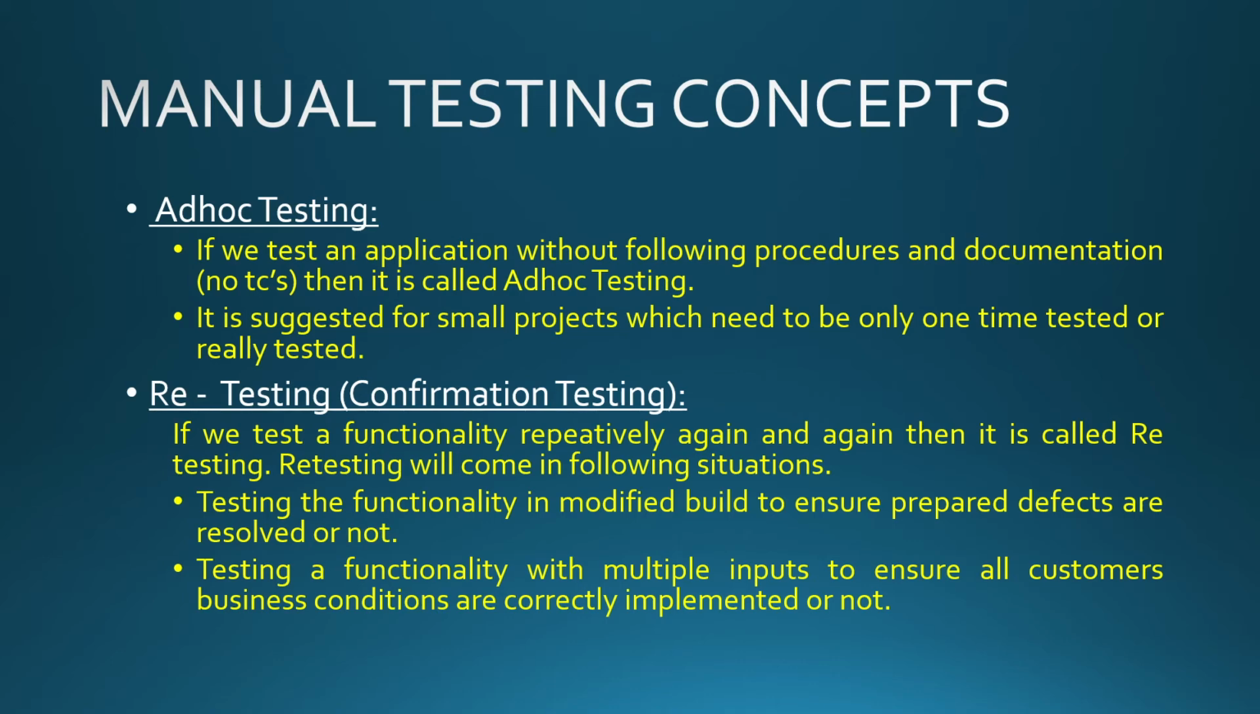The next situation is testing a functionality with multiple inputs to ensure all customers' business conditions are correctly implemented or not. For example, there is some login functionality which 5 customers are using. Five customers are trying to log in to their accounts. Whether all these customers' logins are working fine and correctly implemented or not, that is also a situation where we do retesting. So this is all about retesting.